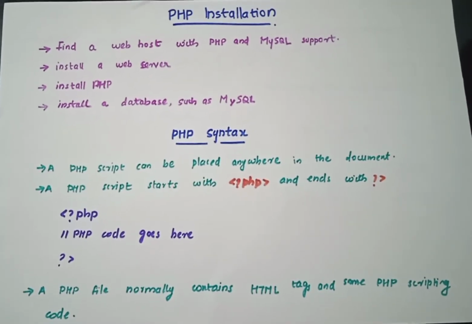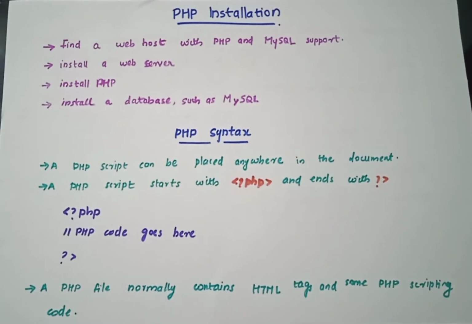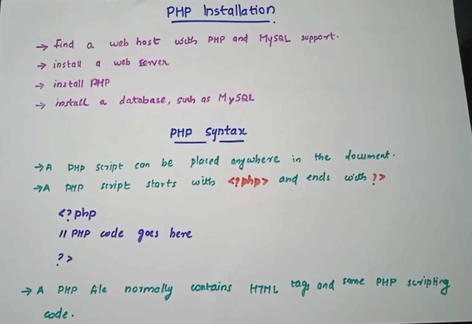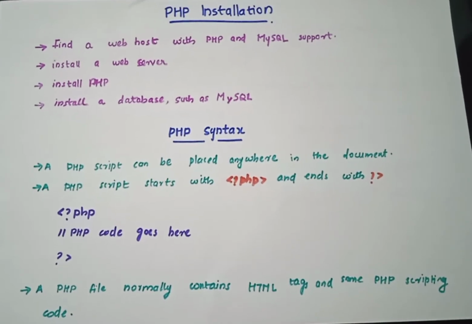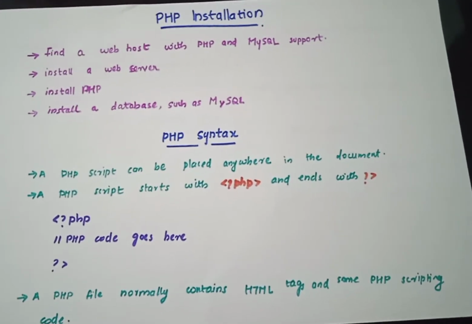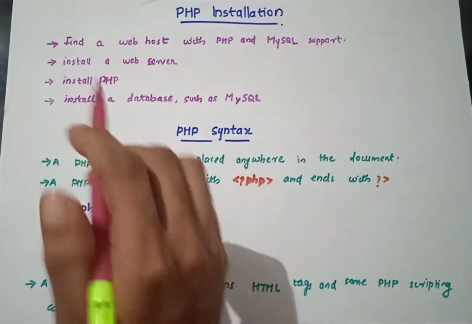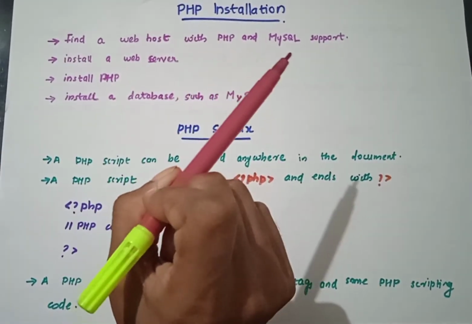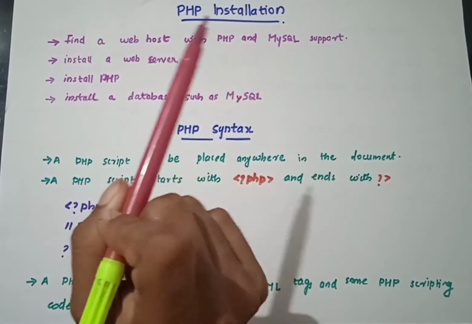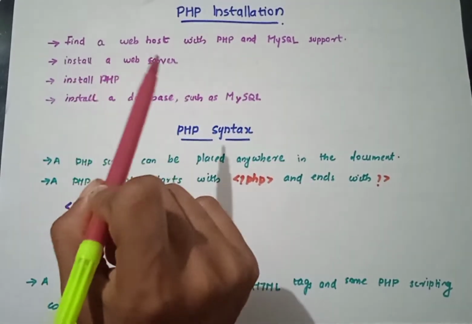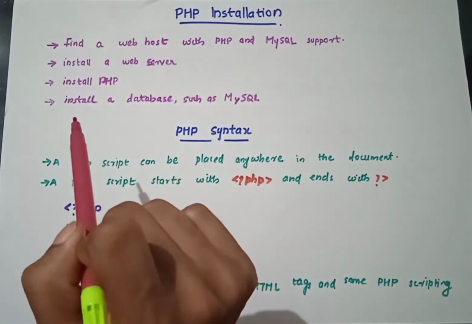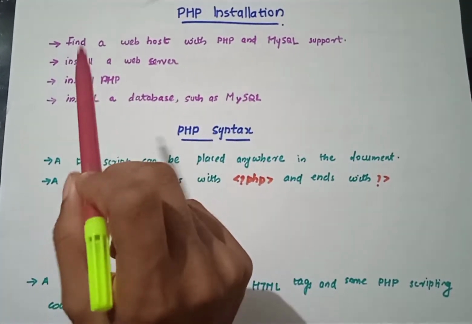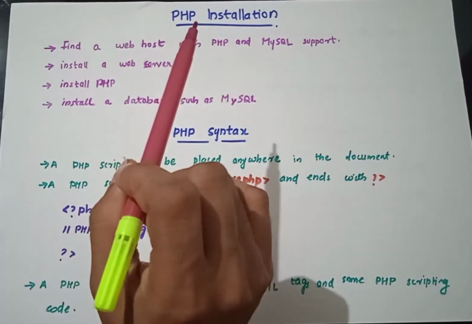So in this session we are discussing the PHP installation and PHP syntax. Firstly, let's see how to install PHP. We want to find a web host with PHP and MySQL support. Then install a web browser, PHP, and a database such as MySQL. Okay, so these are the few steps that we need to install PHP.